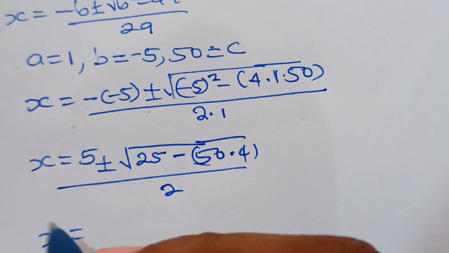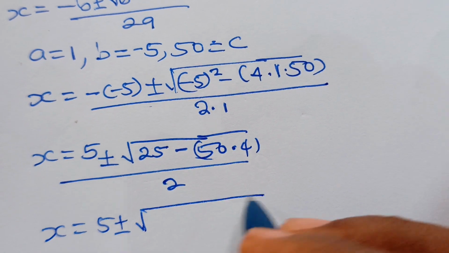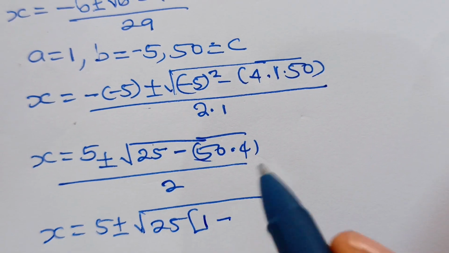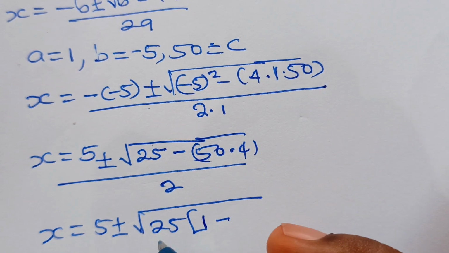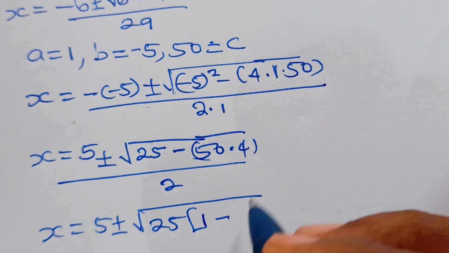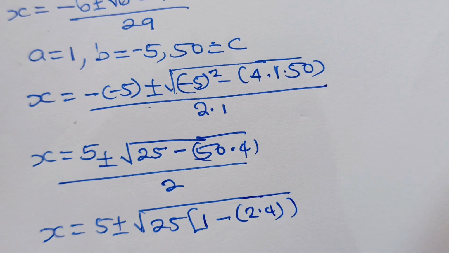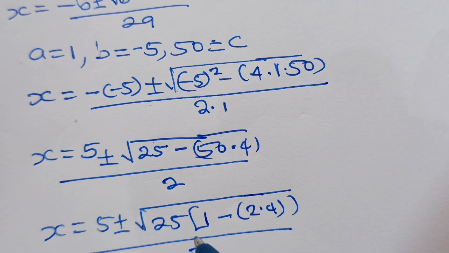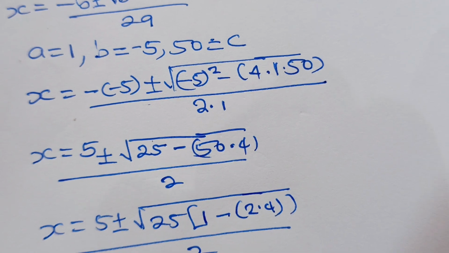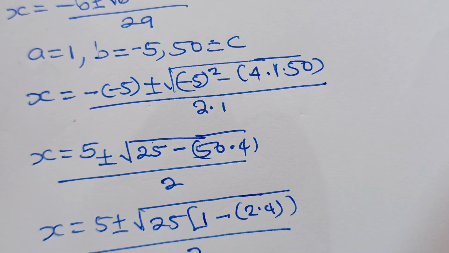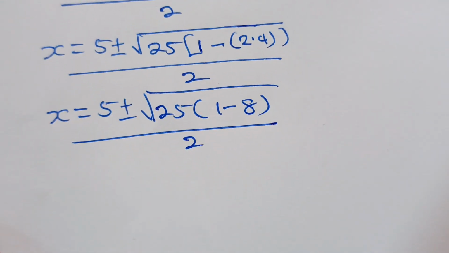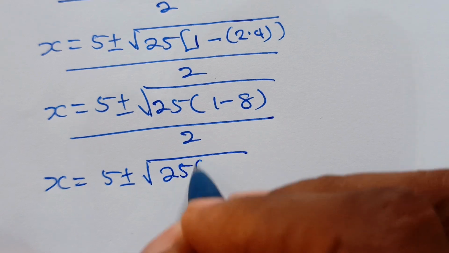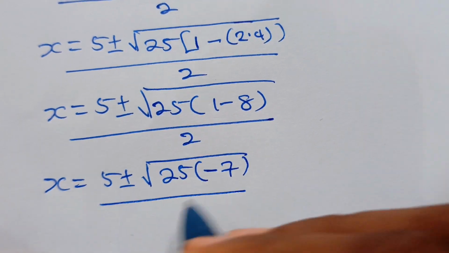Now we have x is equal to 5 plus or minus the square root of 25 into 25 divided by itself will give us 1 minus. Now 50 divided by 25 will give us 2, and we have 4 here, right? 2 multiplied by 4 divided by 2. Alright, so we have x is equal to 5 plus or minus square root of 25 brackets 1 minus 8, right? Everything divided by 2. So we have x is equal to 5 plus or minus square root of 25 brackets minus 7, everything divided by 2.